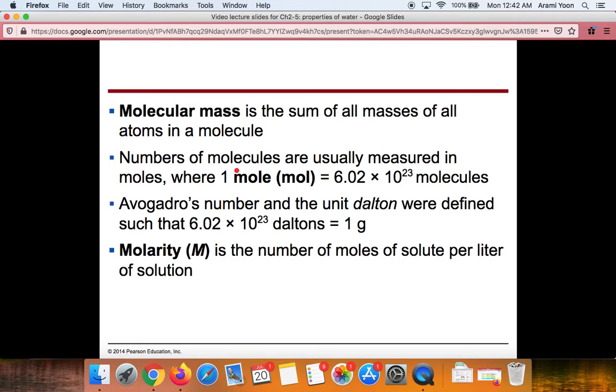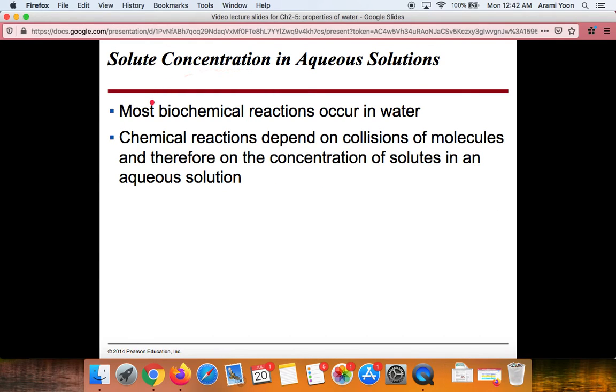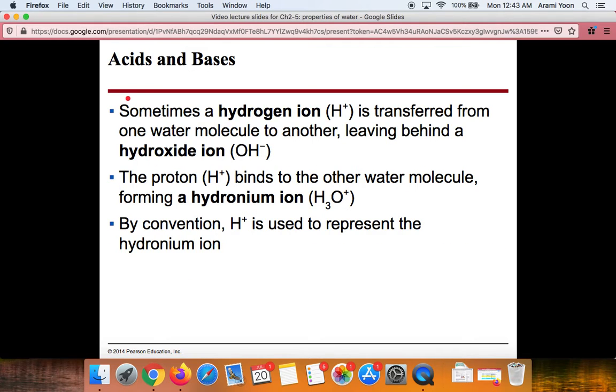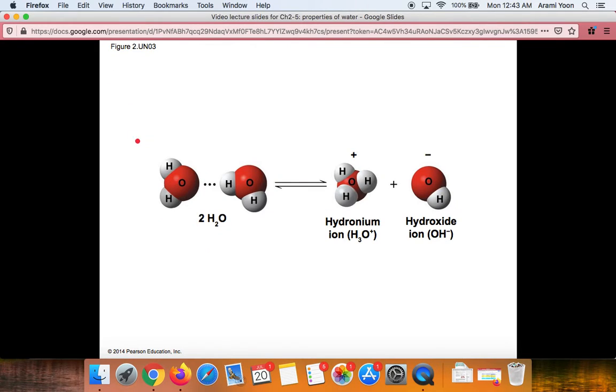Okay, next, you guys need to know that as you add more solute into an aqueous solution, you're increasing the solute concentration. And water itself can act as its own solute. So here you can see we've got two water molecules. And in this case, this negatively charged oxygen atom could just form a hydrogen bond, or it could actually steal a hydrogen atom away from this other water molecule.